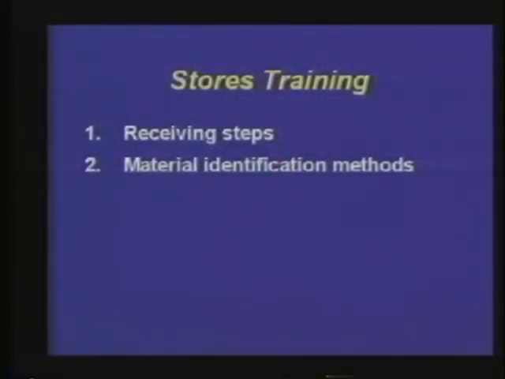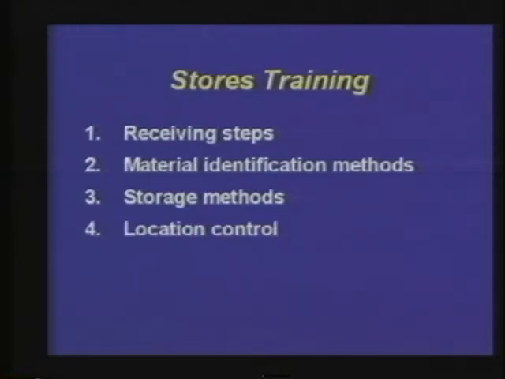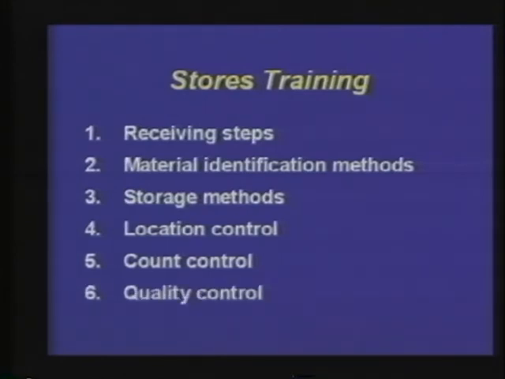First one is receiving. The second is how are we going to identify material? What methods are we going to use? What are the storage methods that we are going to use in our storeroom? How do we identify the location system? How do we count material? What are the quality control steps relative to receive and inspection? What does record accuracy mean relative to supporting the cycle counting program? What are consolidation procedures and how are they performed and reported?